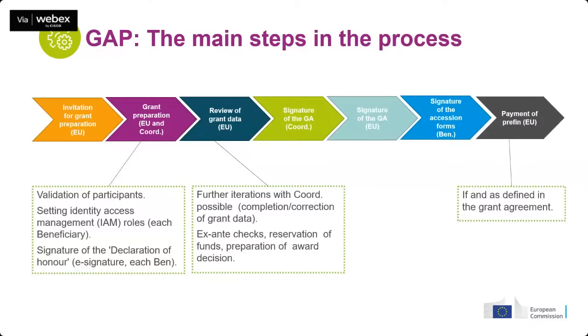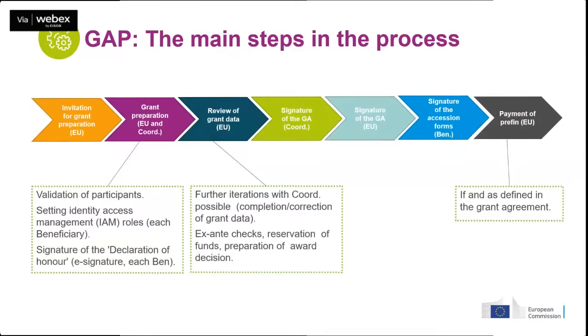Once everything is done, the coordinator signs first, and then the counterpart, which is the project officer, will sign the grant, and then it starts being effective. In order to accede to the project, because the project is signed directly by the coordinator, the beneficiaries need to sign the accession forms. After that, the project starts and you can start implementing the action. You also receive the pre-financing if applicable.